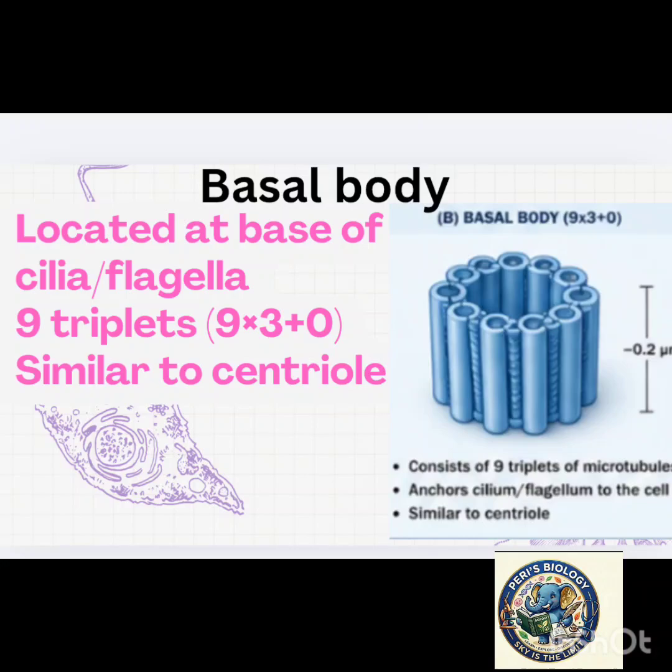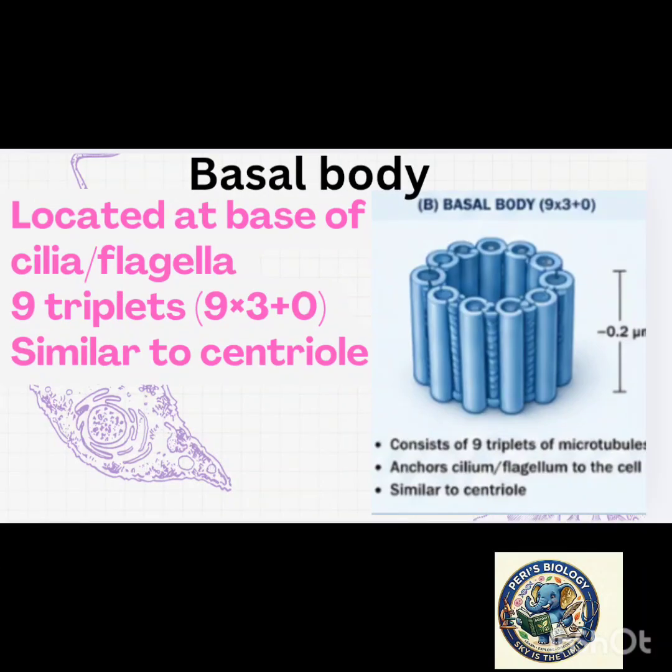Basal body. It is present at the base of every cilia and flagellum. It is made up of 9 sets of 3 microtubules, that is 9 triplets. It anchors cilium and flagellum to the cell. It helps in the formation of cilium and flagellum. This basal body is structurally similar to the centrioles. The pattern will be 9 into 3 plus 0. There is no single microtubule in the center.